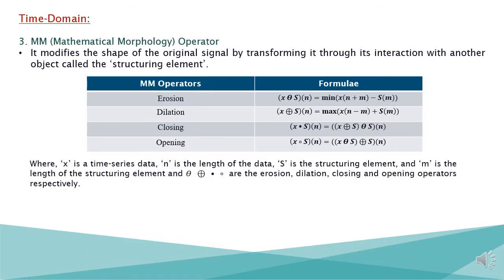The third and the last time domain feature that we have used is the mathematical morphology operator. This operator modifies the shape of the original signal by transforming it through its interaction with another object called the structuring element. The operators used here are erosion, dilation, closing, and opening, and its formula is given here.